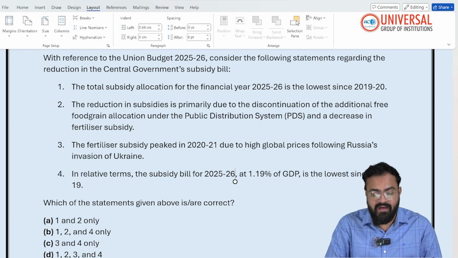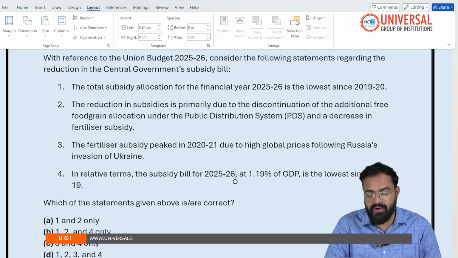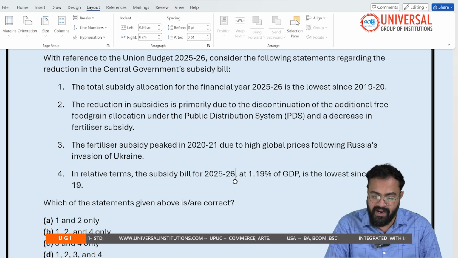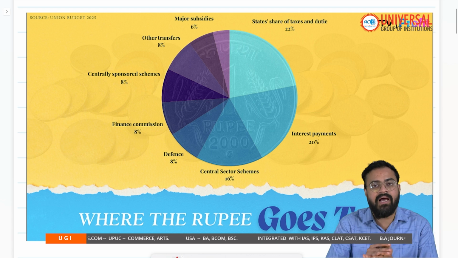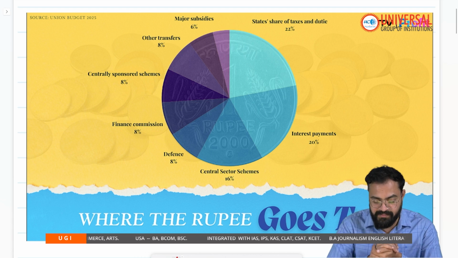Statement number 3, fertilizer subsidy peaked in 2020-21 due to high global prices following Russia's invasion of Ukraine. Statement number 4, in relative terms, the subsidy bill for 2025-2026 is at 1.19% of GDP, the lowest since 2018-19. Now, let us start with the class, that is the subsidy bill.